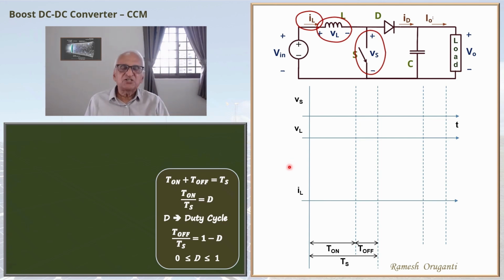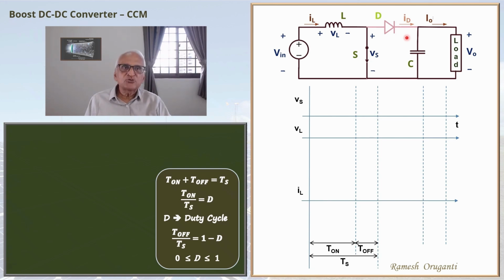Let the switch be turned on. Because we are dealing with an ideal switch, the switch voltage will be 0. We are taking this potential as the common potential in the circuit. So the diode anode will be connected to 0 volts, while the diode cathode is connected to V0, and V0 is positive and higher than Vin. So the diode will be reverse biased and it will stop conducting.